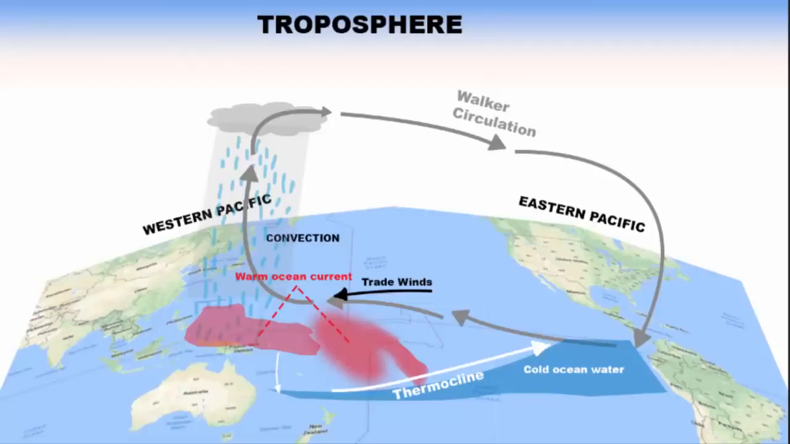So El Nino is a warm ocean current and La Nina is a cold ocean current. Remember that. If El Nino is at the eastern Pacific, then La Nina will be at the opposite region, that is Western Pacific. And it oscillates back and forth.